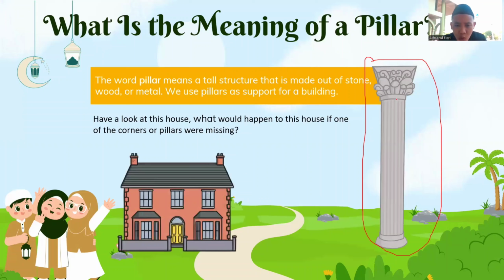Have a look at this house. Here is a triggering question. What would happen to this house if one of the pillars at the corners were missing? Yes, you're right. It will break and fall apart. I think some of you are still wondering, I think it can stay up. Yes, I think the house can stay up, but not perfectly, right? It can't be perfect, right?